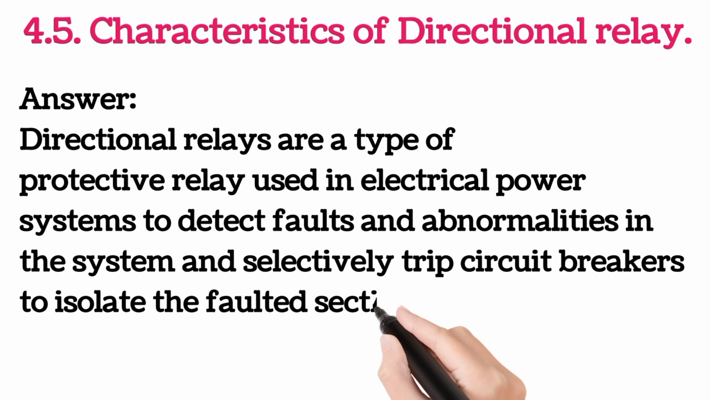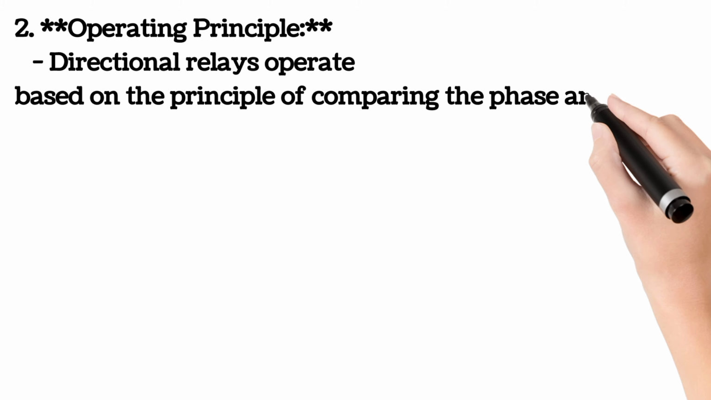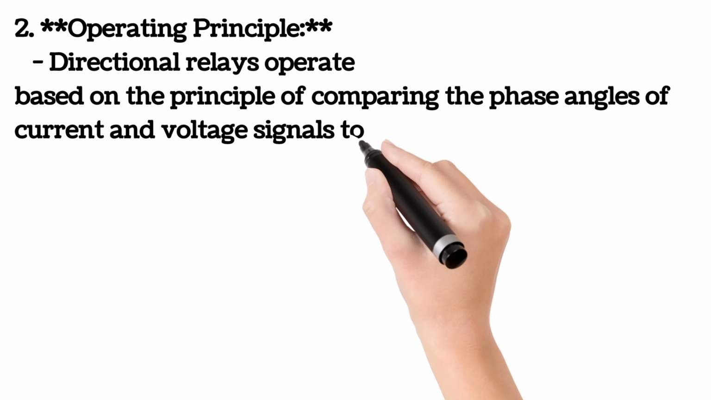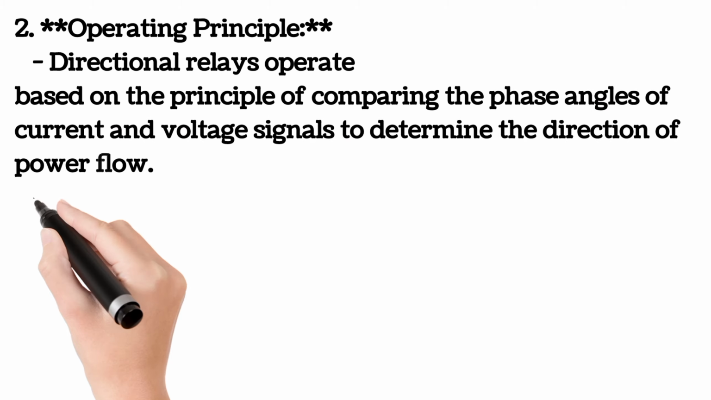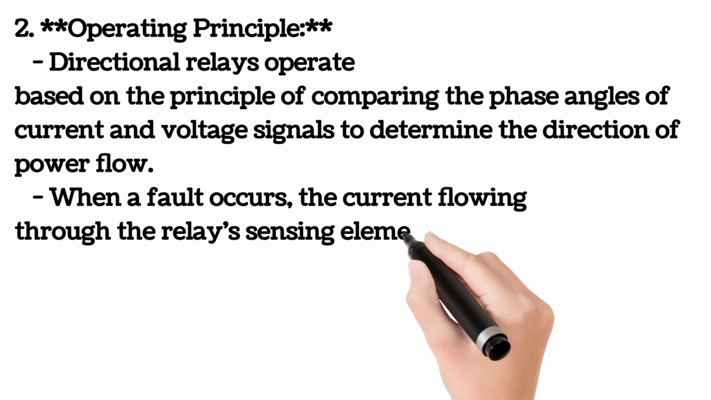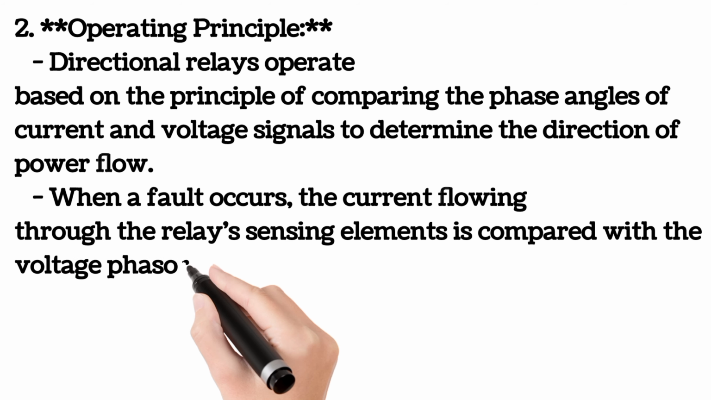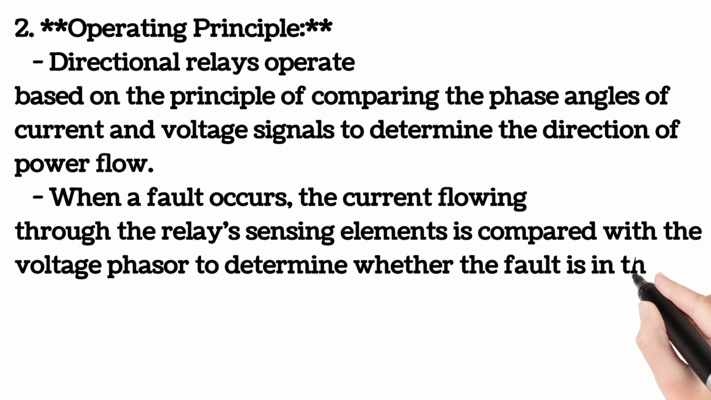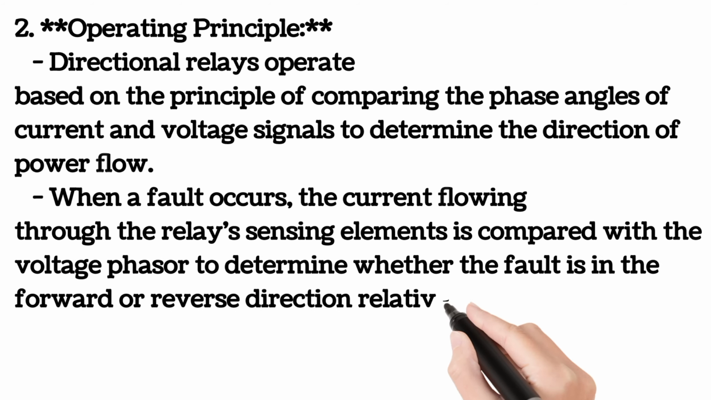2. Operating principle. Directional relays operate based on the principle of comparing the phase angles of current and voltage signals to determine the direction of power flow. When a fault occurs, the current flowing through the relay's sensing elements is compared with the voltage phasor to determine whether the fault is in the forward or reverse direction relative to the relay's location.